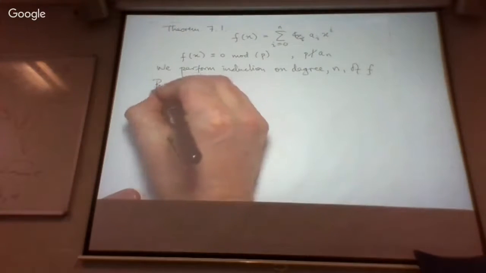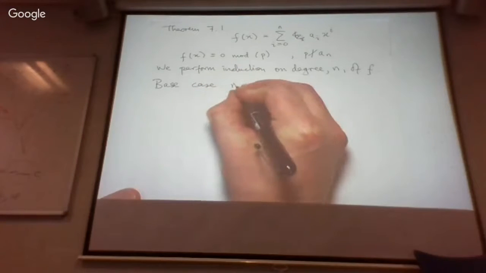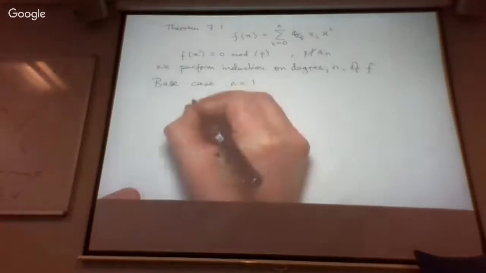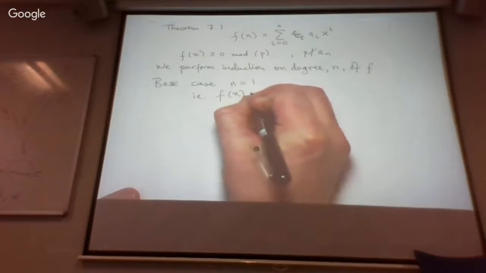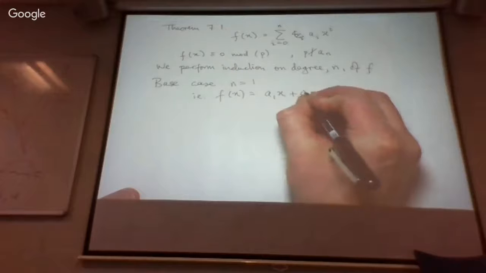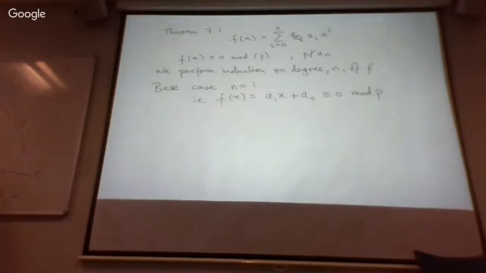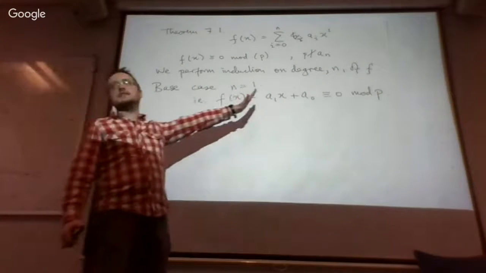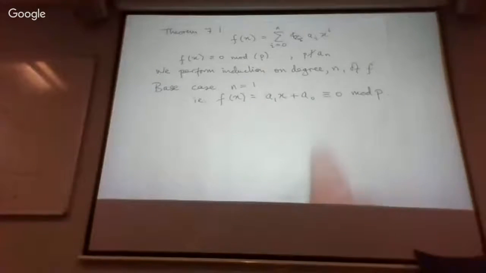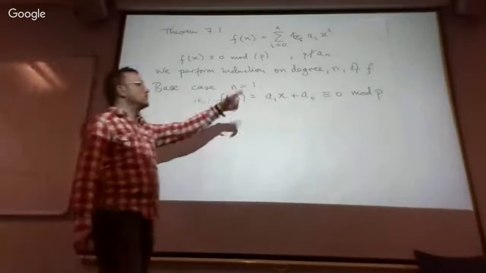So the base case, n equals 1. So i.e. you're considering something like f of x, which is just a1x plus a0 congruent to 0 modulo p. Now we completely understand these from the previous chapter. This condition that p does not divide an means that p and a1 are co-prime. So it means there's an inverse to a1. You just multiply both sides by the inverse, and that will give you the solution.